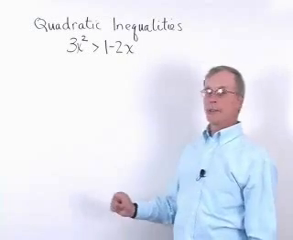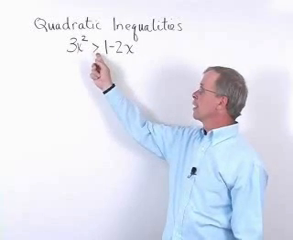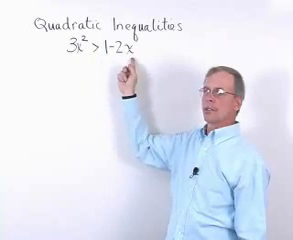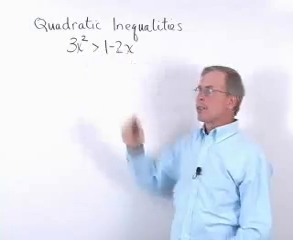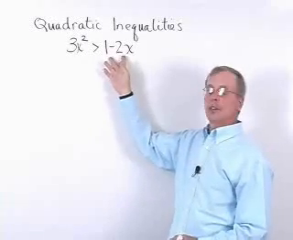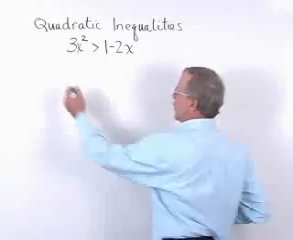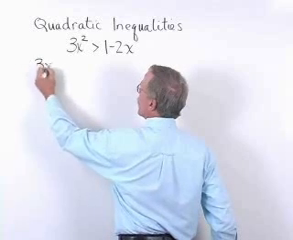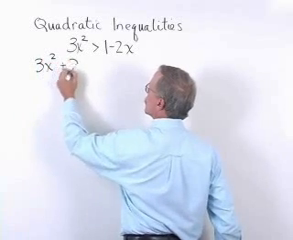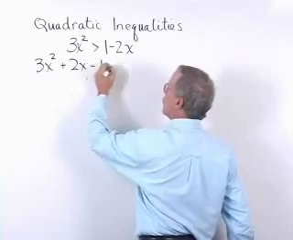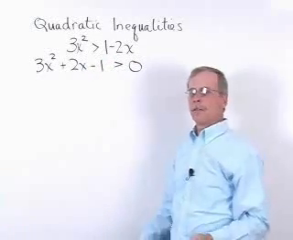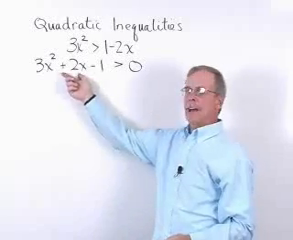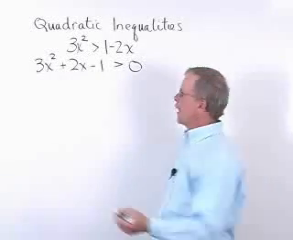Let's consider the quadratic inequality 3x squared is greater than 1 minus 2x. In this inequality, you want to first set it to 0, so we want to take these two terms to the other side. That will leave us with 3x squared plus 2x minus 1 larger than 0. Fortunately, in this problem, we have a factorable trinomial, so let's factor it.